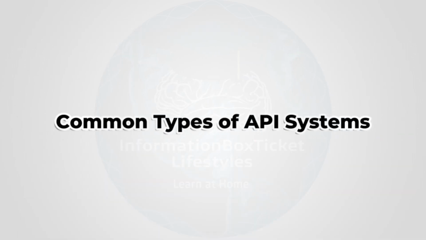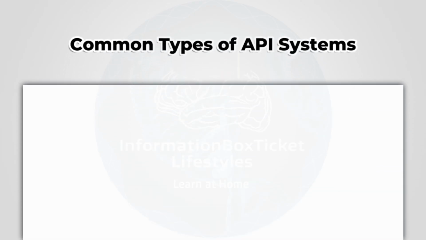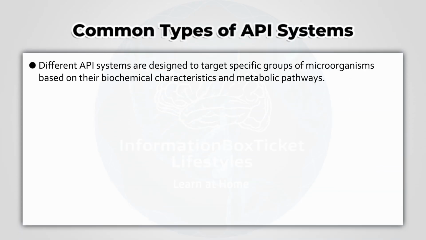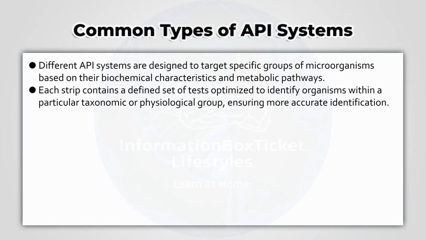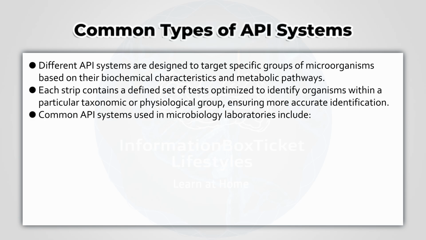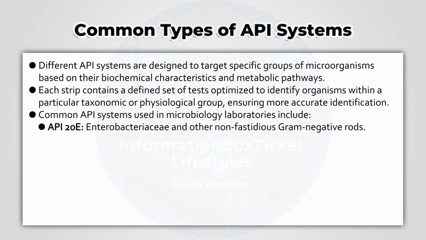Common types of API systems. Different API systems are designed to target specific groups of microorganisms based on their biochemical characteristics and metabolic pathways. Each strip contains a defined set of tests optimized to identify organisms within a particular taxonomic or physiological group, ensuring more accurate identification. Common API systems used in microbiology laboratories include API 20E, Enterobacteriaceae, and other non-fastidious gram-negative rods.